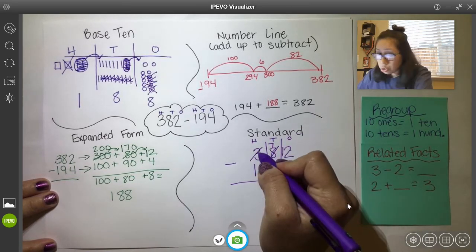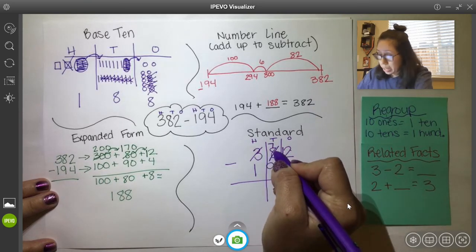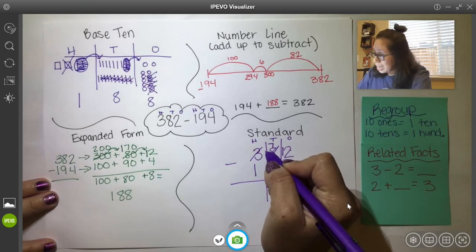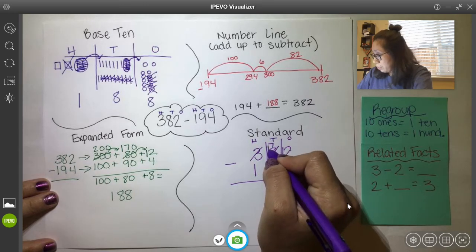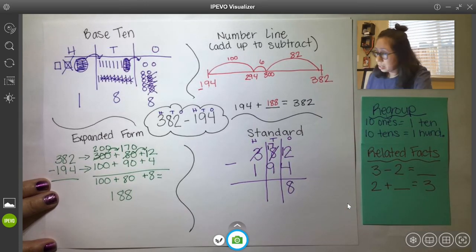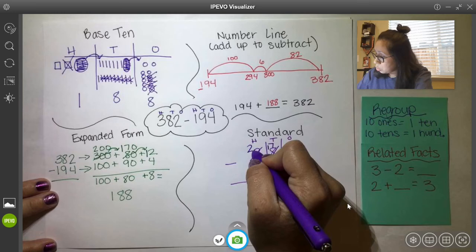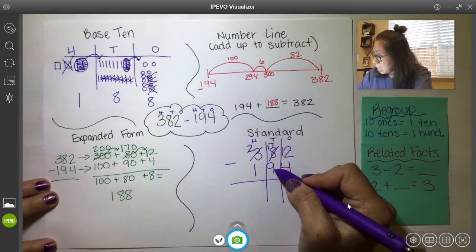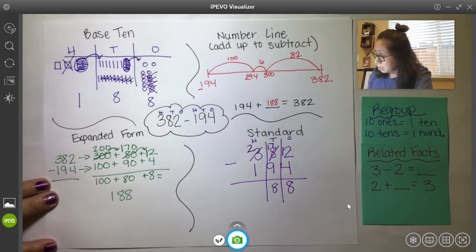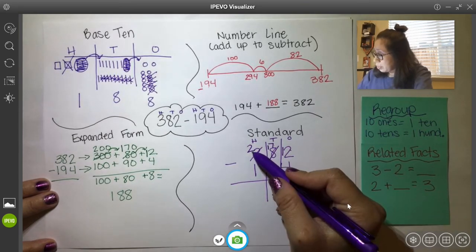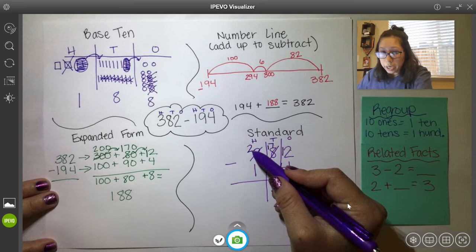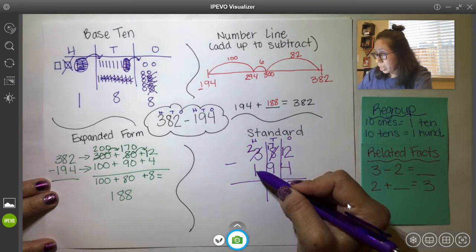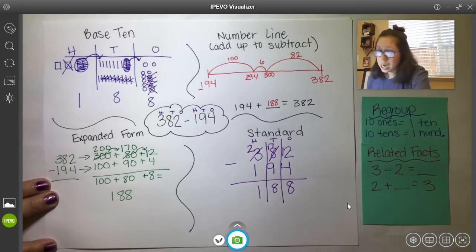I'm going to move 100 over to the tens place. So 10 tens plus 7 tens is 17 tens. And that leaves me with 100 less in the hundreds place. 17 tens minus 9 tens is 8 tens. And last but not least, the hundreds place, what I have left of 2 hundreds subtract 100 is 1 hundred, so the answer is 188.